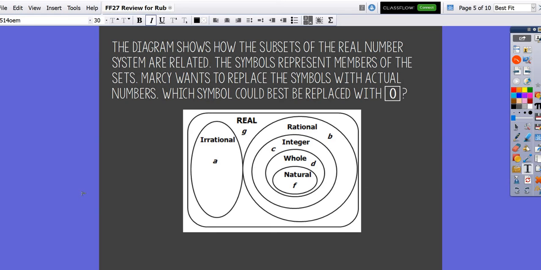So I'm going to go through and make sure that you understand what all of these are. Irrational numbers: the most famous irrational number is pi, okay? And anything that looks like pi, if you put pi in your calculator, you will know what an irrational number looks like. It goes on and on forever and basically just makes no sense. It never repeats and it never stops.